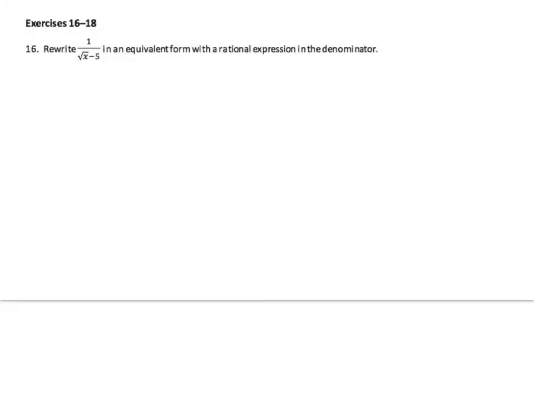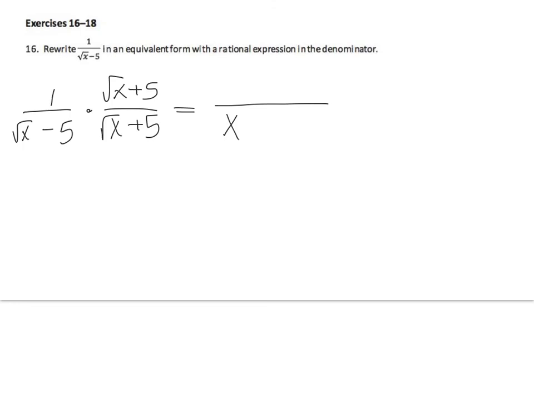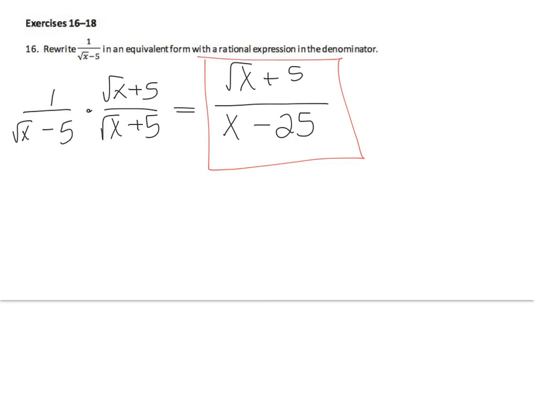Okay, rewrite this in an equivalent form with a rational expression in the denominator. I'll do this one along with you. You can fast forward if you got it. This one's a little easier than the last example we did. So we're going to multiply by the square root of x plus 5 over the square root of x plus 5. It's the best way to get rid of the roots in the denominator. I'm left with x. If I'm foiling, my center terms are going to cancel out because I'm going to have a positive 5 square roots of x and a negative 5 square roots of x. And then minus 25. In the numerator, I have square root of x plus 5. And I can actually do no more with that one. Life is grand.